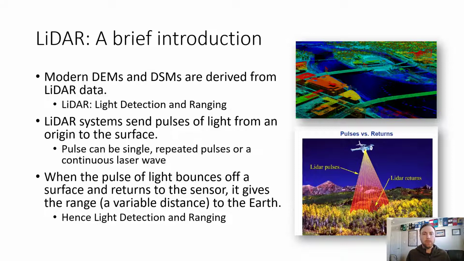So LiDAR systems send a pulse of light from an origin to a surface. That surface can be the bare earth, or it can be the objects on the earth, right? And also that pulse can be a single repeated pulse or a continuous laser wave. And I'll get into this more next week. When the pulse of light bounces off a surface and returns to the sensor, it gives the range, hence light detection and ranging, right? And that range is essentially the distance from the origin to the surface of the object off which that light pulse bounces.